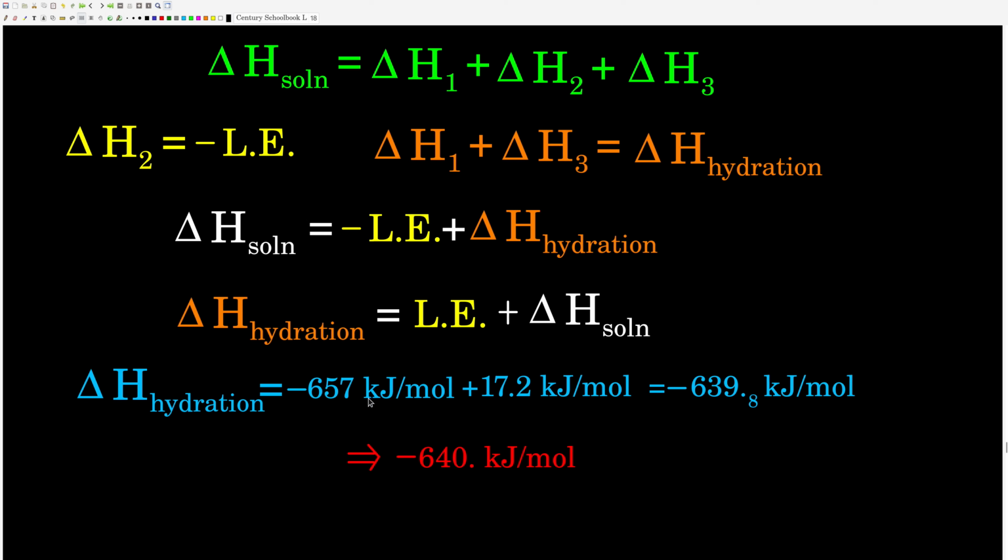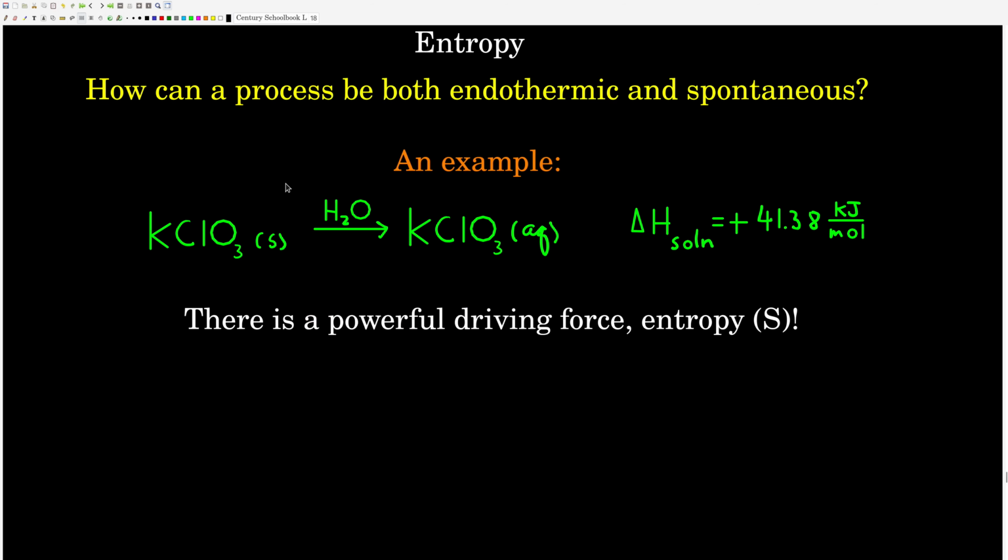Negative 657 kilojoules per mole for the lattice enthalpy, positive 17.2 kilojoules per mole for the heat of solution, and we get our answer. The heat of hydration is about negative 640 kilojoules per mole. So in this case, it's an exothermic process for the hydration, even though the heat of solution is positive, which we'll talk about right now.